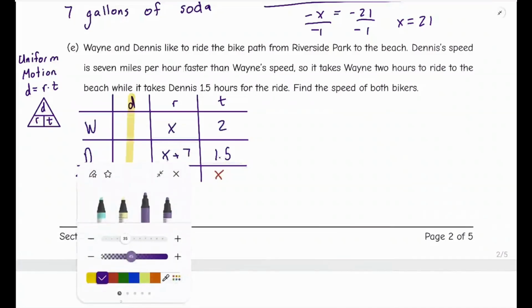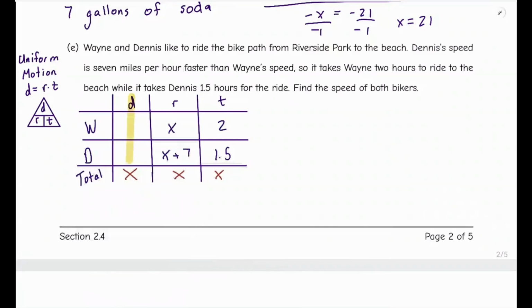Now, what we're going to do here is use the formula to fill this column in. So D, which is R times T, so that means this would be 2x, and then this would be 1.5 times x plus 7. Now, in this specific scenario, we weren't given the total, but we know they're heading to the same place. So we know the distance they traveled must equal each other. So this is the equation we get from the table. And now I can go ahead and solve for x.